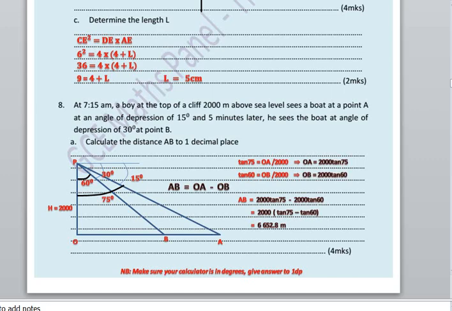Equally, using the other triangle OBP, the angle there is 60 degrees, and tan 60 degrees will be equal to OB over 2000. That gives us OB to be equal to 2000 tan 60. And our AB now will be equal to this OA, which is 2000 tan 75, minus 2000 tan 60, which is OB. And this difference on calculator will give us 6,652.8 meters. So that's the distance AB.